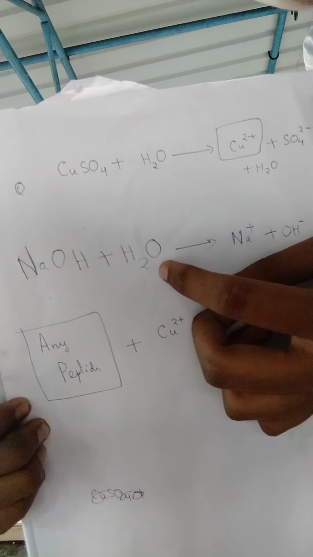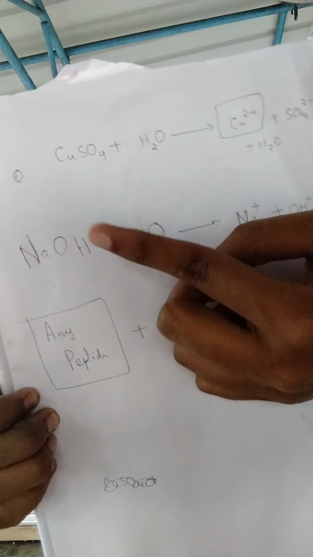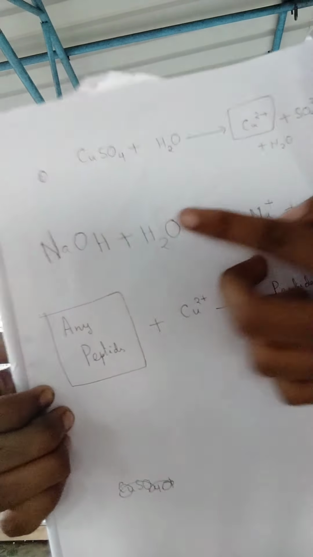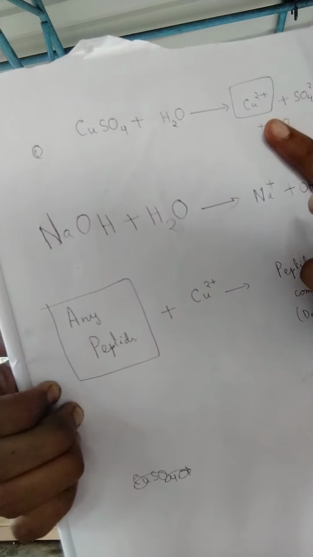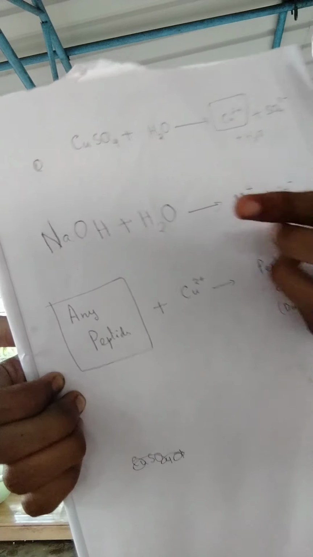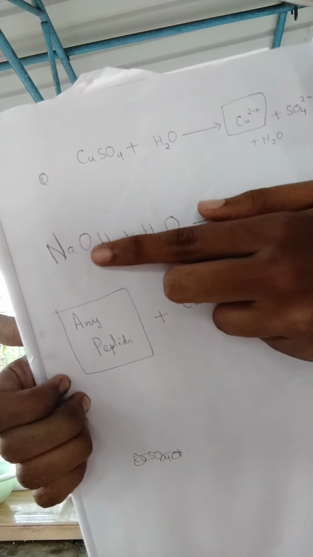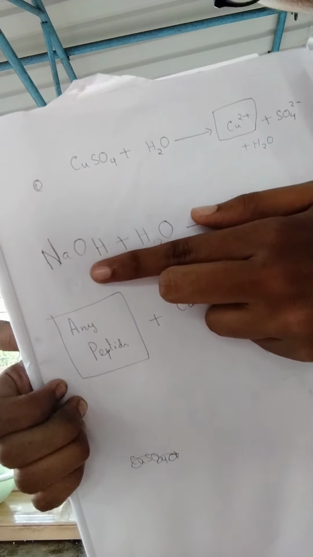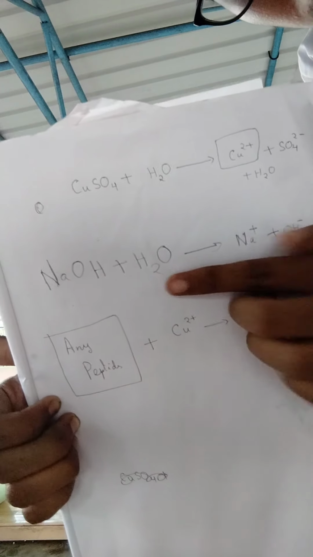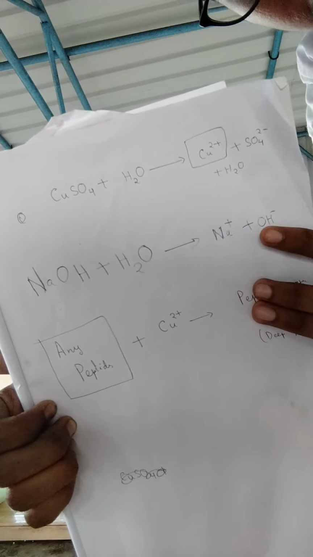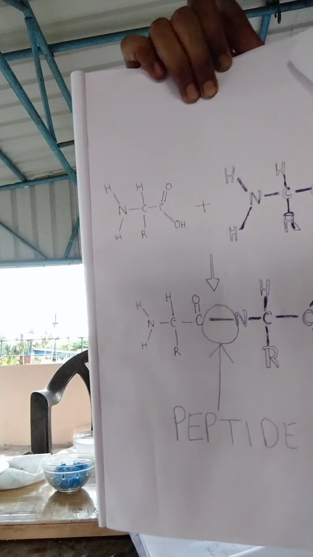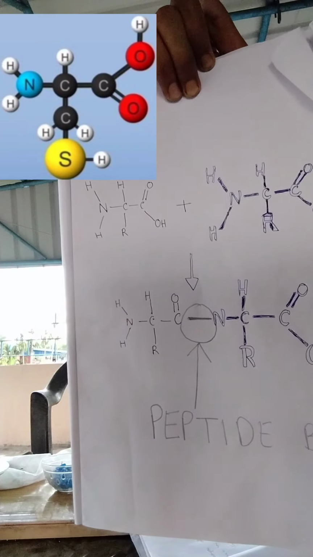In water, copper sulphate or blue vitriol will be breaking into Cu2 plus and SO4 2 minus, while NaOH or sodium hydroxide, also known as caustic soda, will be breaking into Na plus and OH minus. As we all know, proteins are made up of amino acids.